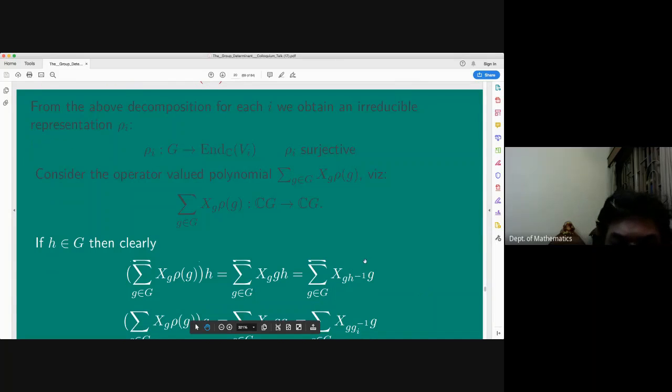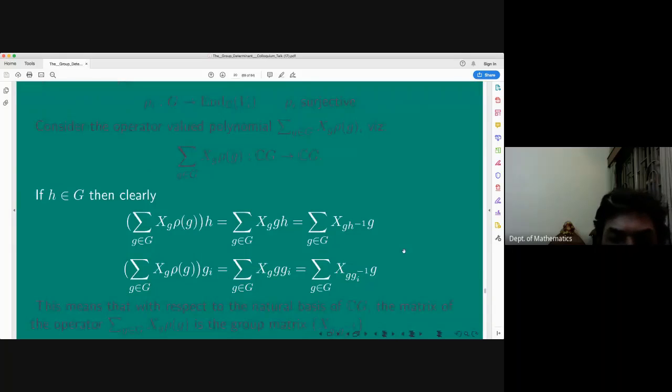So I will tell you this: if you have this operator valued polynomial, which is the sum of x_g rho(g), this is just a transformation. What is the space? The space is CG, a space whose basis is the elements of the group.